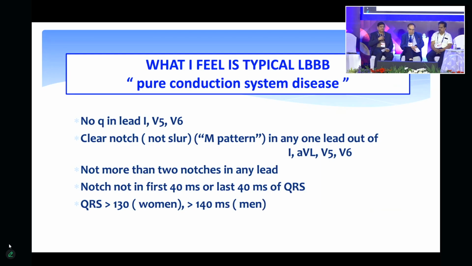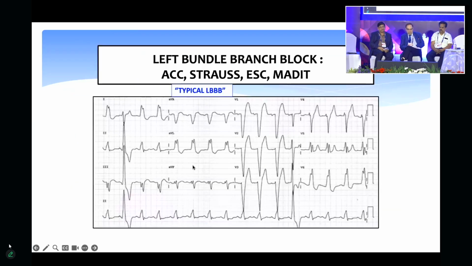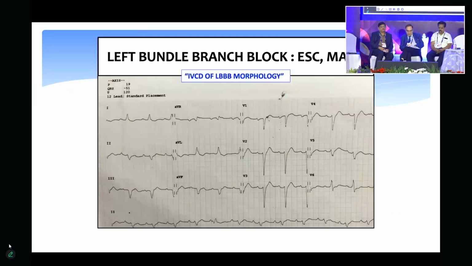And the QRS duration is debated, whether it should be a large heart or a small heart in women and men. So some examples. This is what we classically think of as LBBB, an M-shaped pattern. Here you are seeing it in 4 leads, 1, AVL, V5 and V6. But I'd say in one of them it's fine. The QRS starts off abruptly, there is no slurring and there is only one notch. And all the criteria will say that this is left bundle branch block.